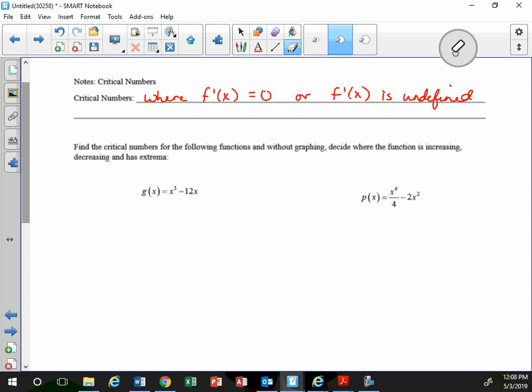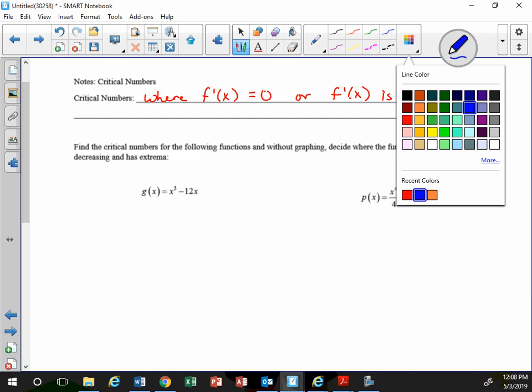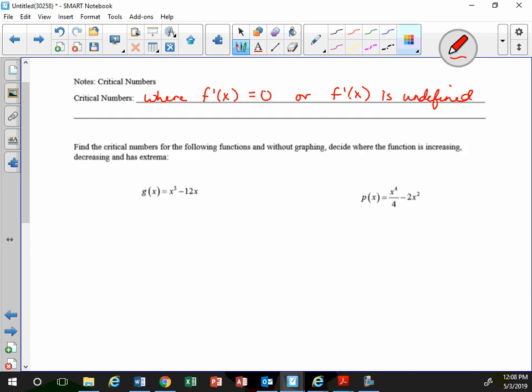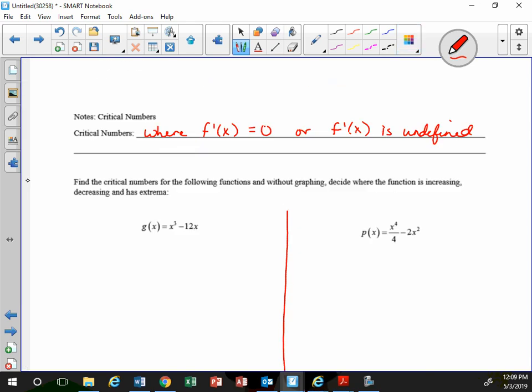Okay, so let's do g of x together here. Here's the next one. All right, g of x is x cubed minus 12x. I'm asking you to find the critical numbers for the function, and without graphing, tell me where the function is increasing, decreasing, and has extrema. Those are the maxes and the mins, okay? So we're gonna find the derivative first, and then set it equal to 0.